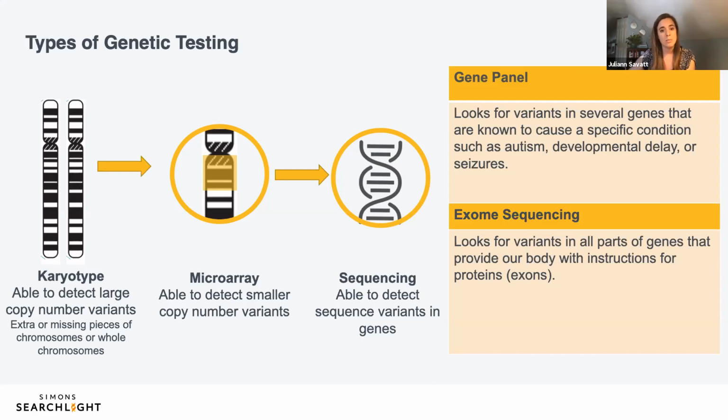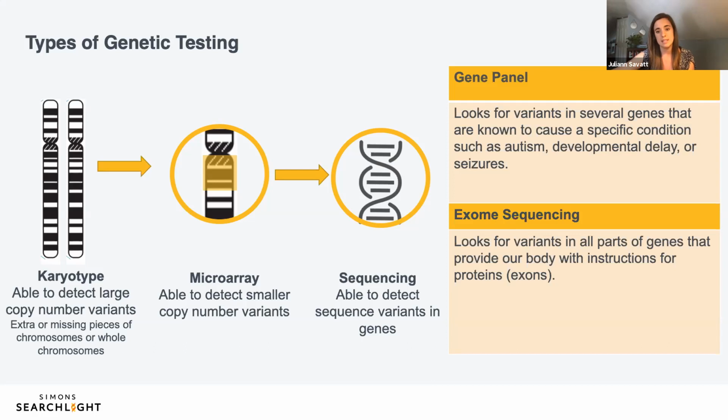If we zoom in a little bit further, we can do a test called a chromosomal microarray. And this test can detect smaller copy number variants, so smaller missing or extra pieces compared to the karyotype. If we want to actually read through the letters of someone's DNA, we have to zoom in even more and use a technology called sequencing. Gene panels use sequencing to look at variants in a specific list of genes that are tied to certain health conditions or developmental differences like seizures, autism, developmental delay.